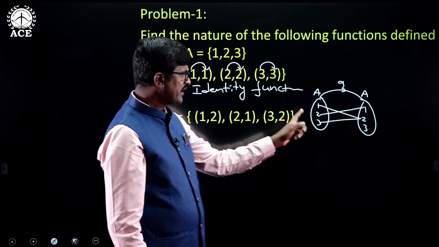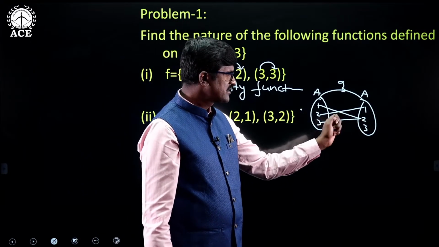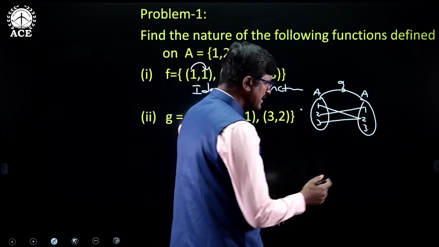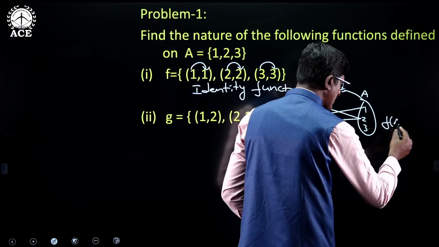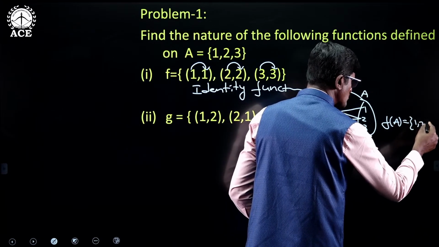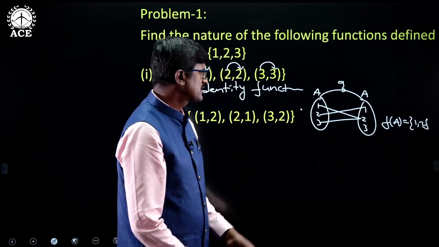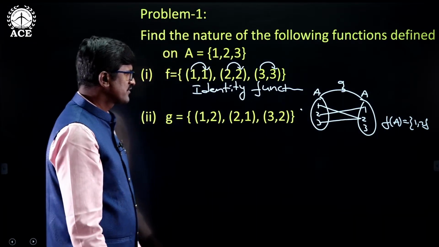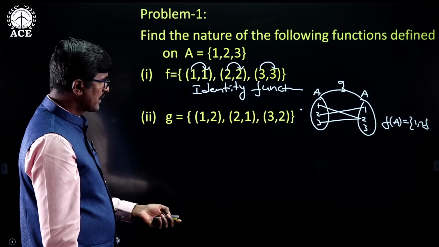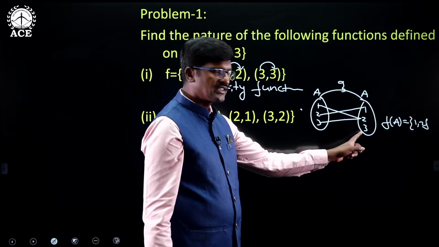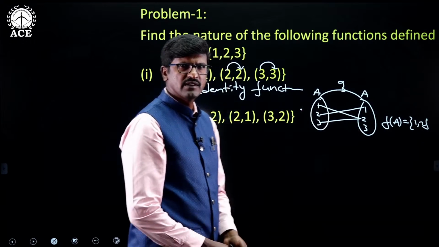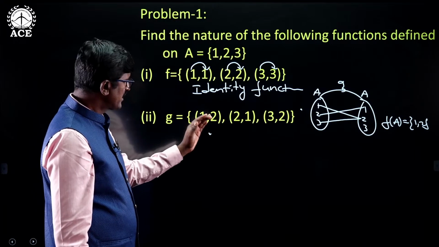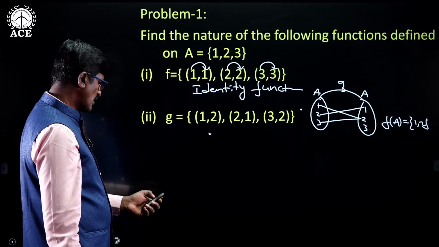One-to-one means different elements should have different images. Is it onto function? Yes. For every element in f of A, f of A is nothing but 1, 2. For these two elements, there is a pre-image. Therefore, this function is one-to-one, but not onto, because the element 3 is not having any pre-image. Therefore, this is only just a function. It is not one-to-one, and this is not onto.